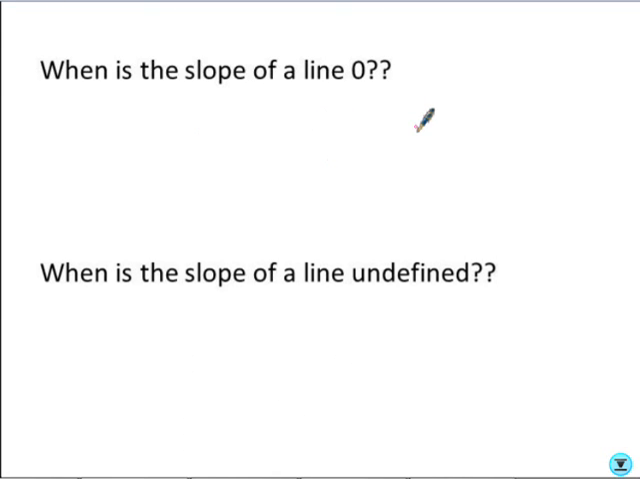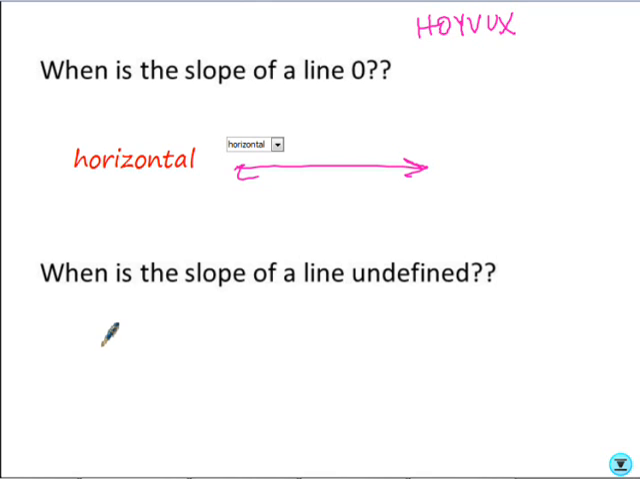When is the slope of the line 0? The slope of a line with 0 is a horizontal line, okay? Horizontal lines have a slope of 0. When is the slope of the line undefined? Well, it's undefined when it's vertical, okay? So vertical lines, slope of undefined. Horizontal lines, slope of 0.